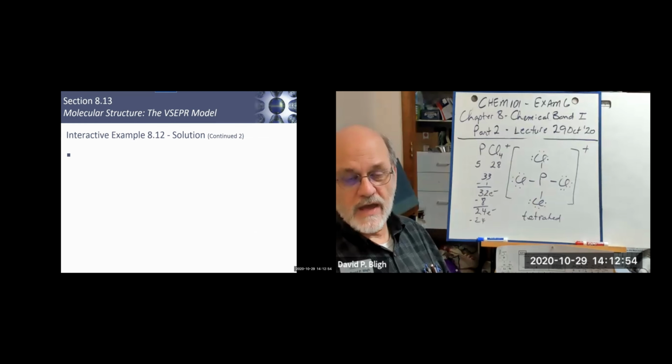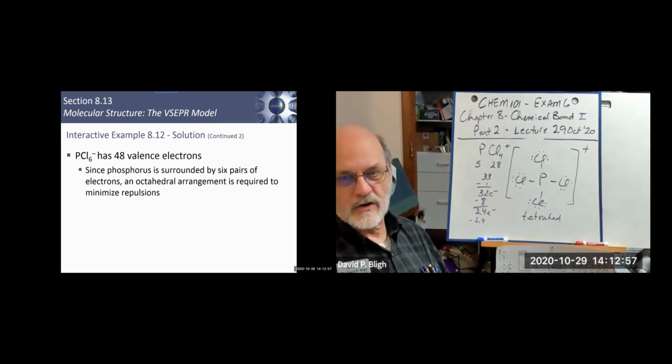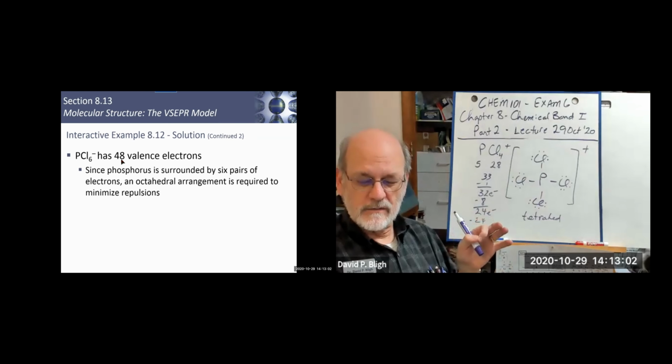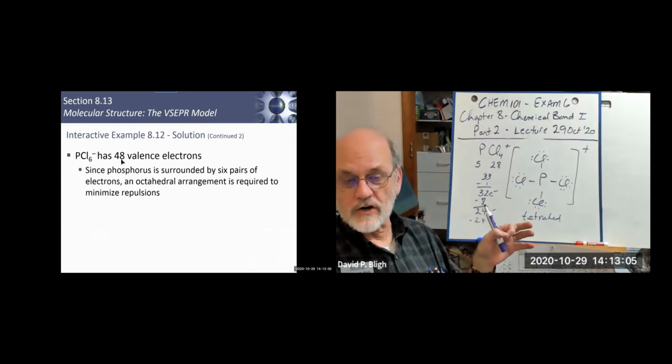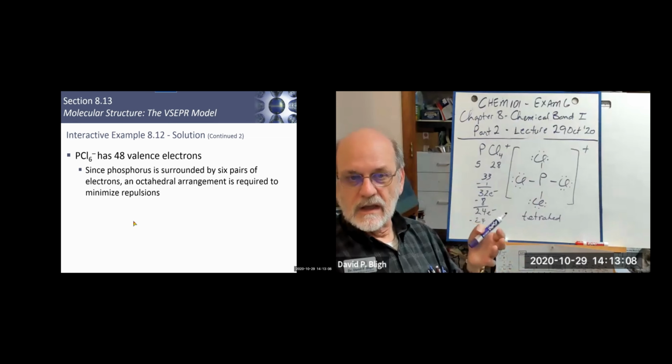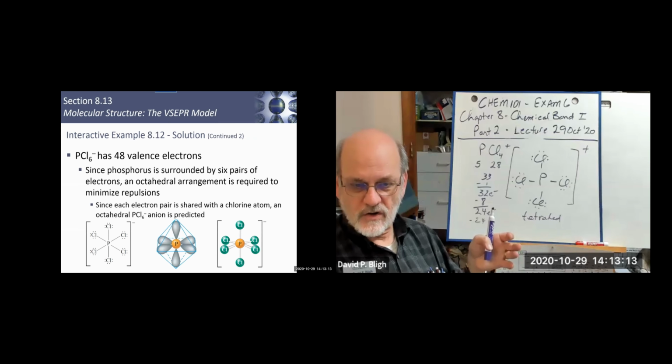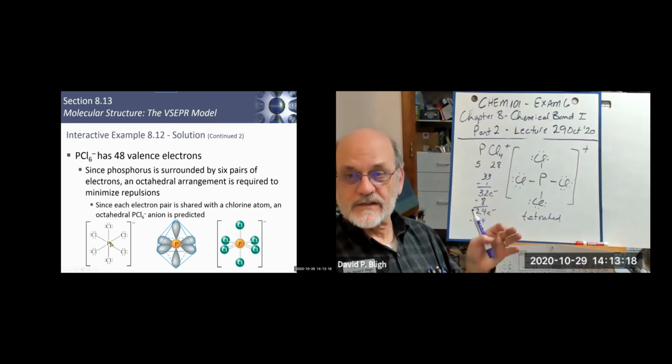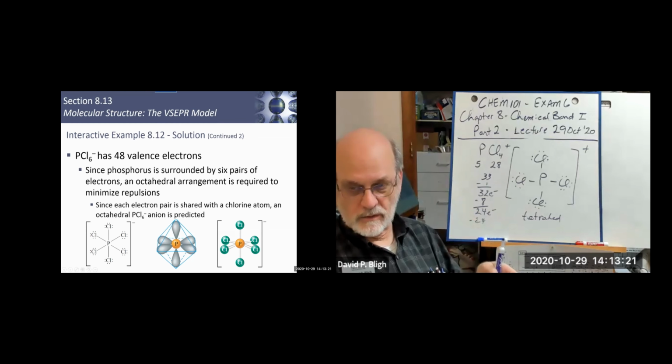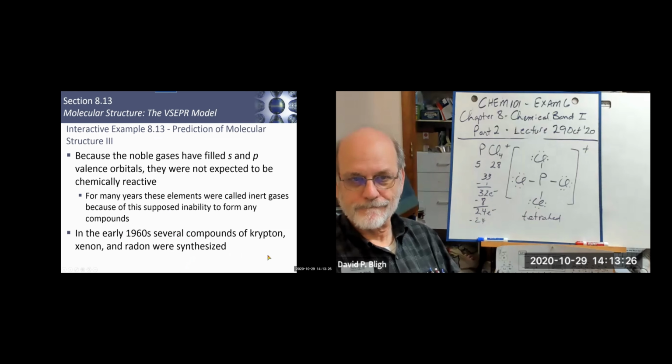Okay, how about the one where you have an extra chlorine and a negative charge? I'm not going to draw this one because I've got it here on the slide. With this one, you have 48 valence electrons. We had 47 and one charge, so that's 48. And you have 6 chlorines positioned around the molecule and no lone pairs. So 6 groups means octahedral with a negative charge. Okay?